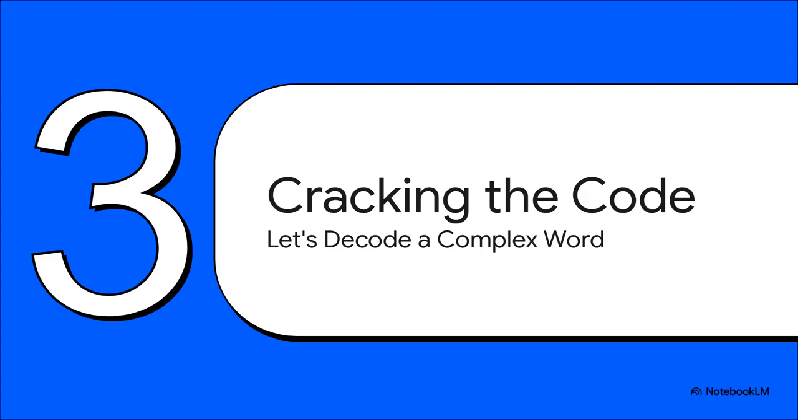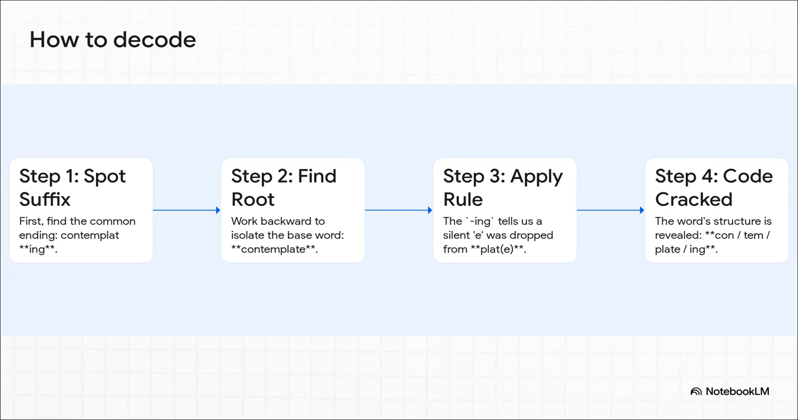All right, we've got our keys now. We know about the VCE pattern, the no V at the end rule, and the two big suffix rules. So now for the fun part. Let's put it all to the test and use our new toolkit to take apart a long, kind of intimidating word just to prove this system really works. Let's try contemplating. Looks big, right?